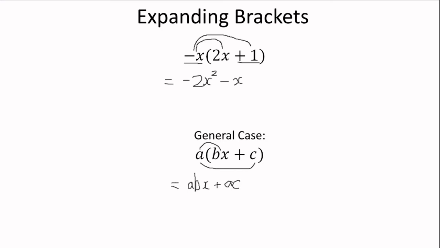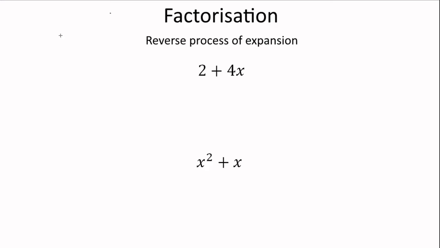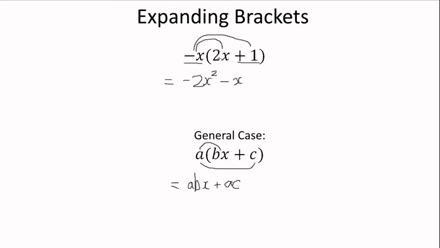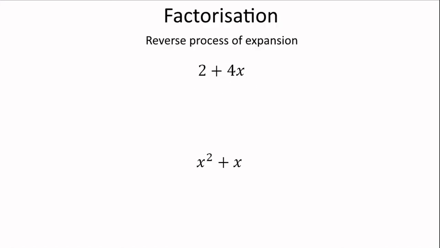Now we're going to take a look into factorization. Alright, so factorization is basically the reverse of expanding brackets, so the reverse of expansion. So if we have something like this, we want to get it back into that form there. Right? So let's take this first example here. 2 plus 4x. Okay. So we want to get that into a simpler form. So basically this is a process of making it as simple as you can.